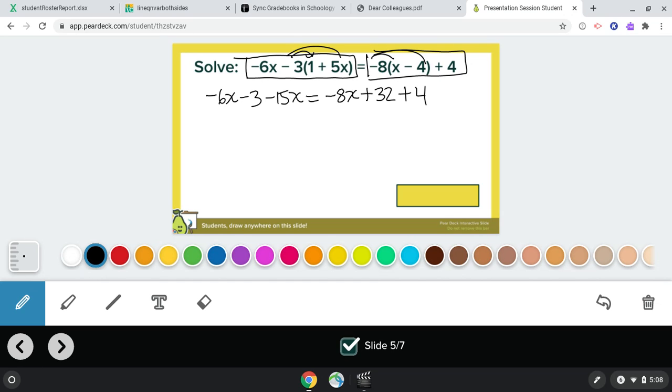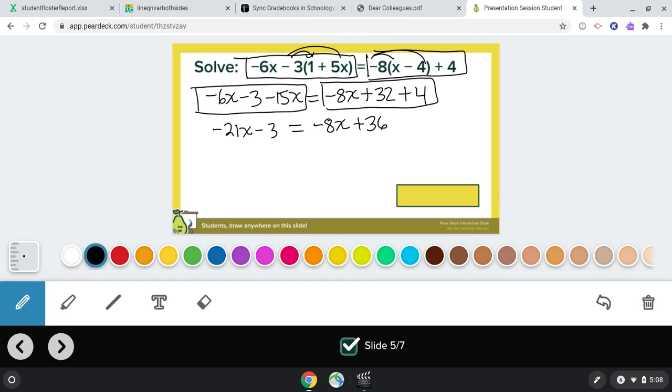And I'll bring down that +4. I can still simplify this side. I can combine -6x and -15x, so that's -21x. And on this side, I can still simplify. I can combine 32 and 4. So I'll bring down the -8x. 32 plus 4 is 36. Now that each side is simplified, I can go ahead and start solving.